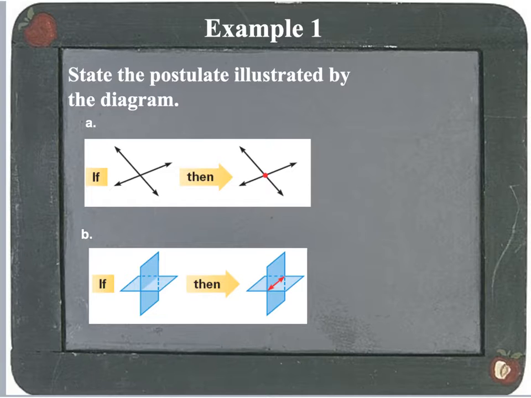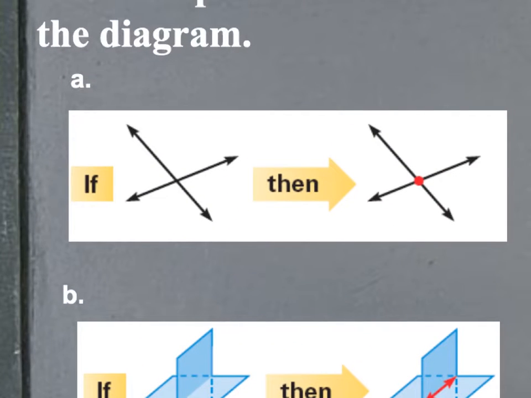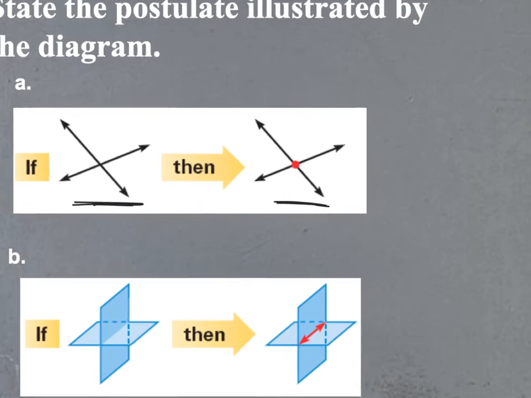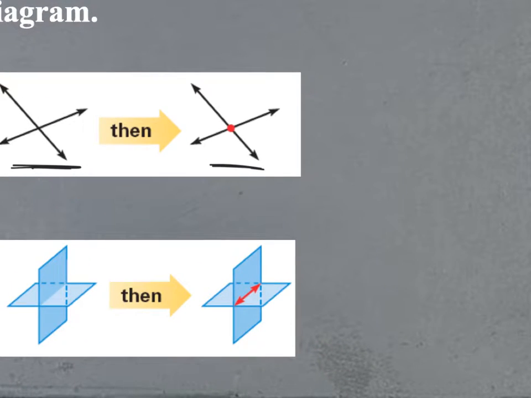If you see something like this, what we're doing is we're going to interpret this picture. We're going to try to turn it into words. So like if this, whatever this is, then this. Now that is going to match up with one of those postulates, and we need to figure out which one that matches. Again, if you're not there yet, start flipping back and go, wait, which postulate is that?